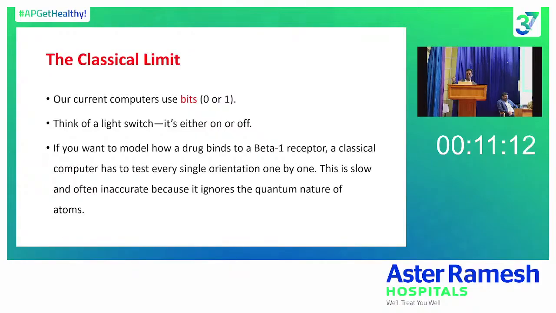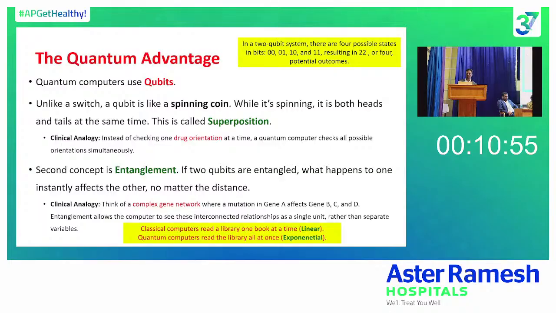It's either on or off. It cannot be both together. So if you want to model a drug which binds to a receptor, it will check each one of the orientations one after the other. This is going to be a linear thing, and it's going to take a lot of time and energy and space. But the quantum nature is different, in that it will do it all together. So there comes the quantum advantage.